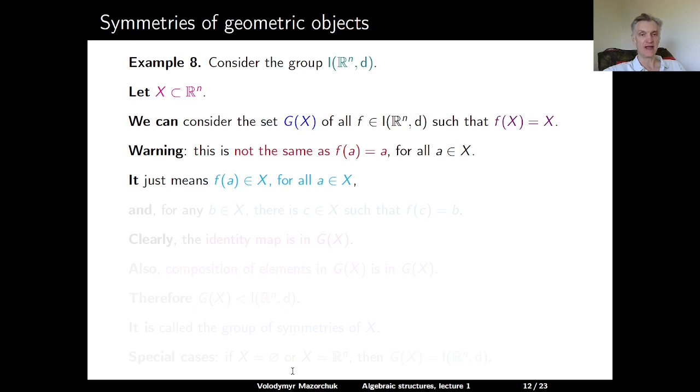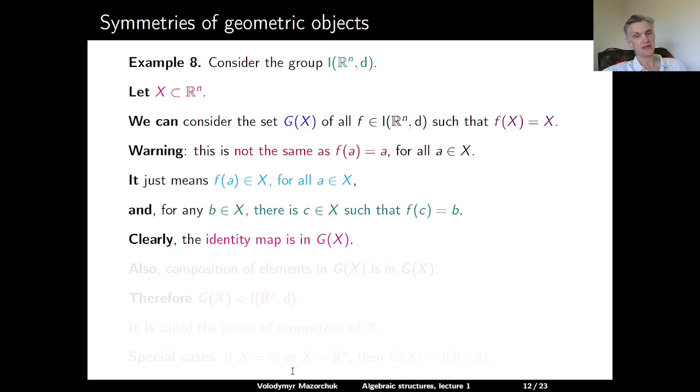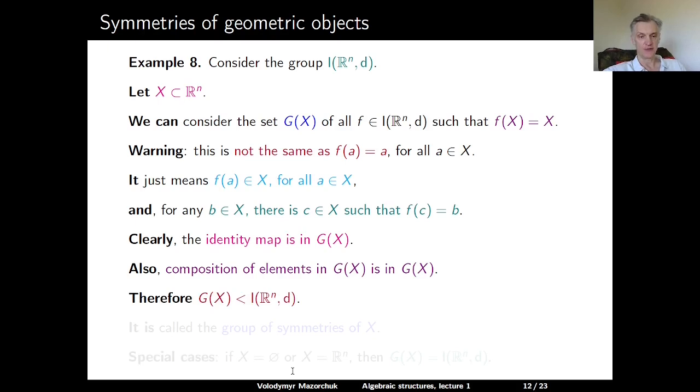What we ask is that for any element a in X, f of a belongs to X, and also for any element b in X, there is c in X such that f of c is equal to b. So f sends X to itself bijectively. Clearly the identity map belongs to G of X, the composition of elements in G of X is in G of X, and the inverse of an element in G of X is an element in G of X. Therefore, G of X is a subgroup of the group of all isometries of R to the power n. So this is called the group of all symmetries of X.